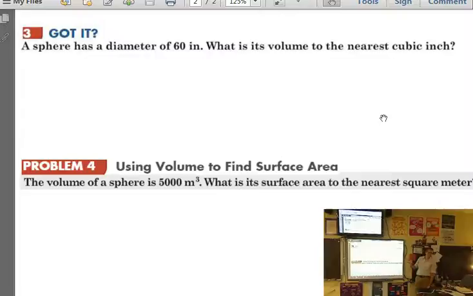Sphere with a diameter of 60 inches. Let's calculate the volume. If you haven't done so on your own yet, go ahead and do this.